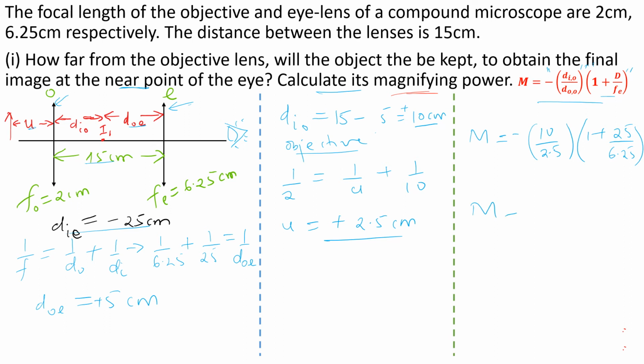So finally we get the magnification as negative. Using the calculator, we get negative 20. The answer means that the negative sign shows the image is inverted, and then the magnification is 20, meaning that the image is 20 times bigger than the object.